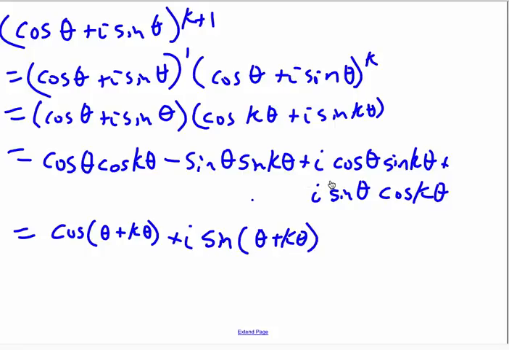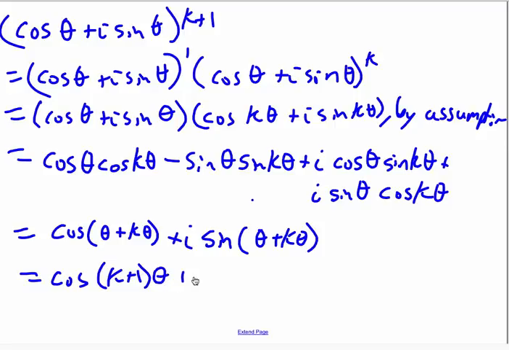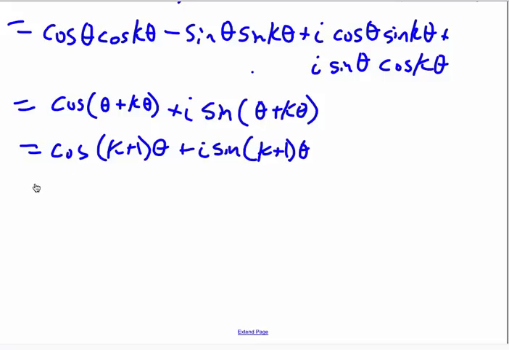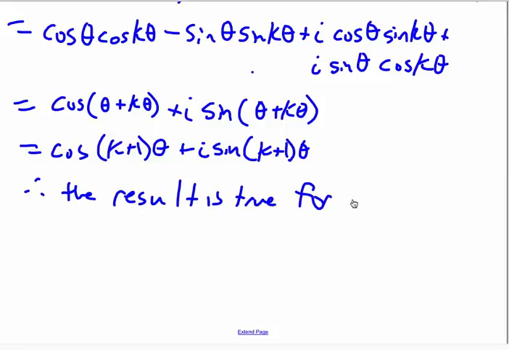Let me go back a second. When I did this step here, I should say by assumption, because that's when I use my assumption from before. Anyway, it's just a matter of factoring out the θ, and we'll have cos (k+1)θ + i sin (k+1)θ, which is what we wanted. So therefore the result is true for n equals k plus 1.